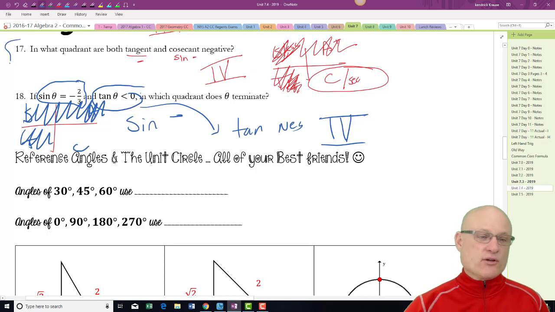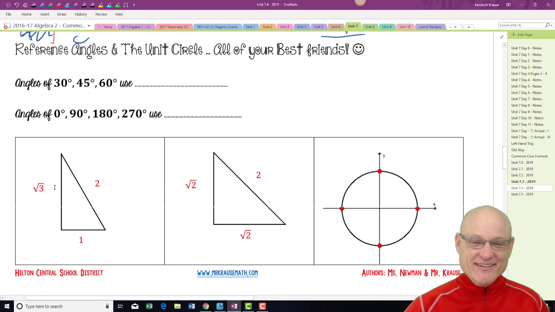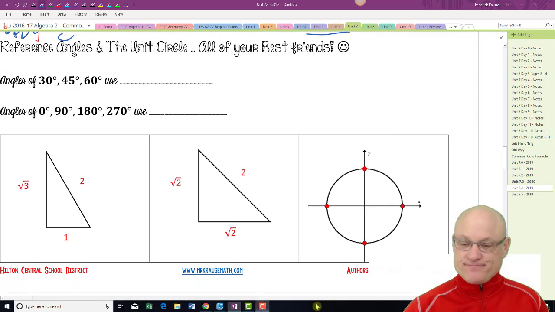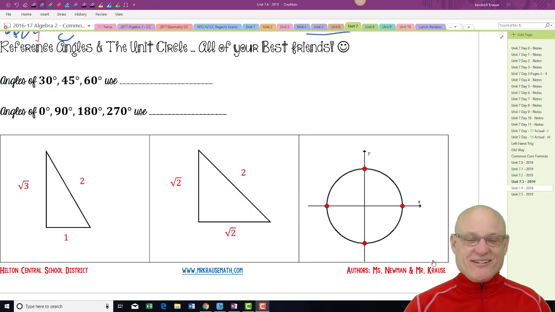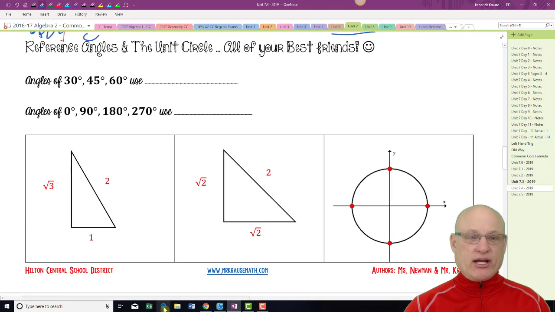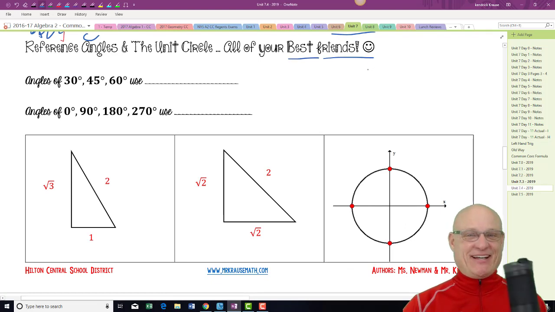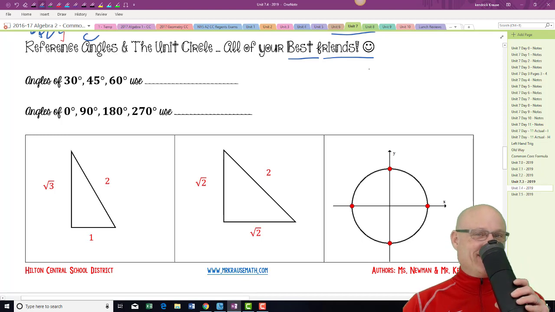Believe it or not, these two questions are asking the same thing. Reference angles and the unit circle. Oh, my best friends. You know, so you know you're a math teacher when reference triangles and the unit circle are your best friends. Newman, get a life. Just kidding.